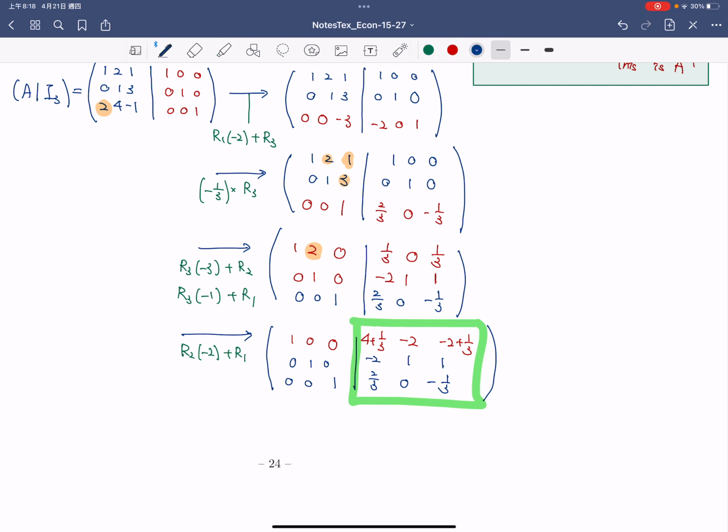So hence, A inverse turns out to be the matrix, okay? So let us compute the entries. So this is 13 over 3, and then minus 2, and then minus 5 over 3. And the others I just copy: minus 2, 1, 1, 2 over 3, 0, minus 1 over 3. And we are done. Okay? We are done.